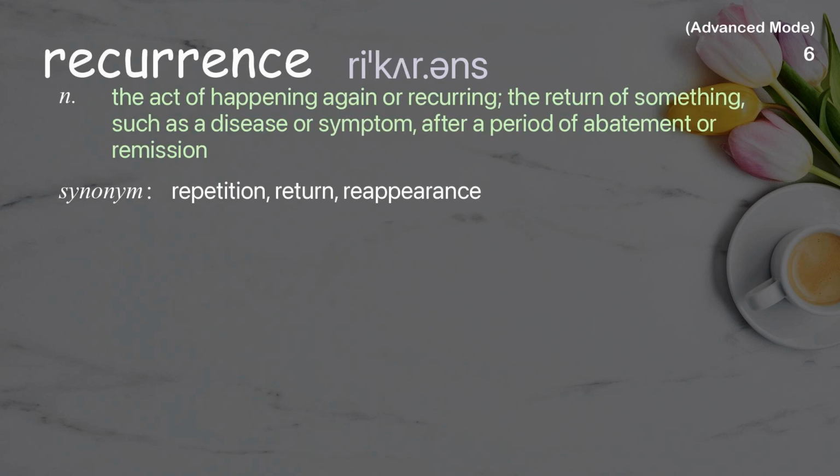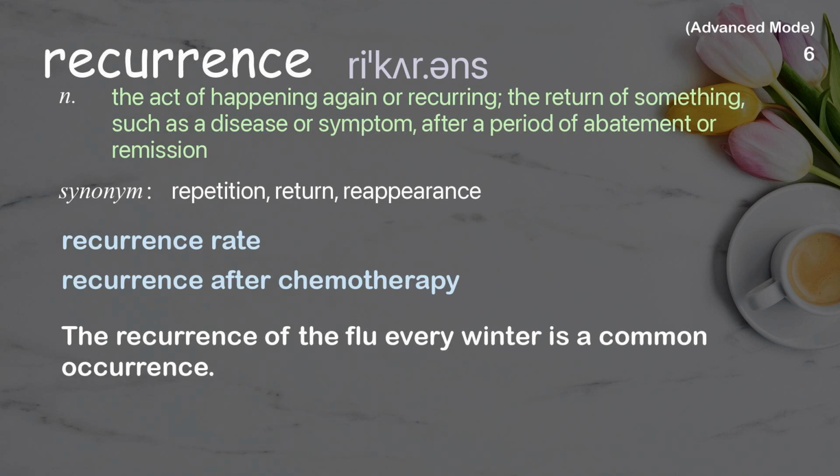Recurrence. The act of happening again or recurring, the return of something, such as a disease or symptom, after a period of abatement or remission. Examples: Recurrence rate. Recurrence after chemotherapy. The recurrence of the flu every winter is a common occurrence.